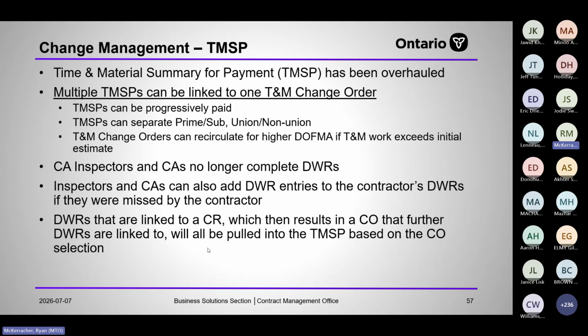So if the contractor submits a compensation request and starts linking daily work records to that, and then that compensation request goes up for DOFMA, gets an approved decision amount, becomes a change order. If it gets issued as a T&M change order, you can then link DWRs to that change order, and then the TMSP will pull it all in.